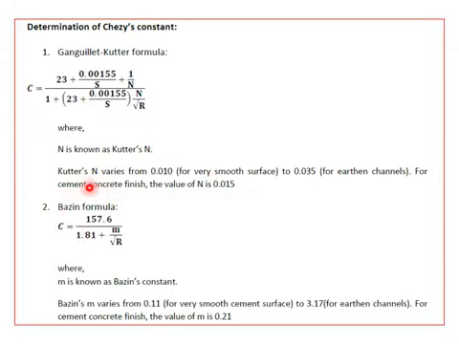Sometimes Bazin's formula will be given, where Bazin's constant will be given like M. So Chezy's constant C is given by 157.6 divided by 1.81 plus M by root R, where M is a Bazin's constant. Here it varies from 0.11 for a very smooth surface, smooth cement surface, to 3.17 for the earthen channels. However, for a concrete finish, you can take it equal to 0.21. Therefore, if Bazin's constant is given, and also given the sections, you can calculate the hydraulic mean radius, and that will enable us to calculate the constant C, and then you put it in the Chezy's equation to calculate velocity of the flow.